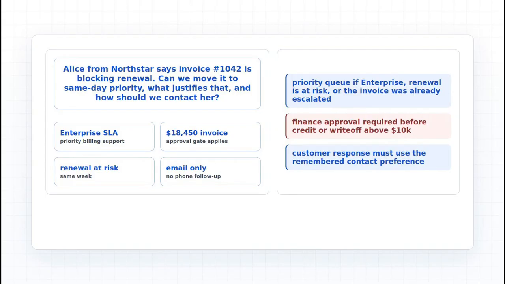So in this example, we're going to use a support escalation that is intentionally a little more realistic. Imagine Alice from North Star Robotics. She has a billing issue. Invoice 1042 is blocking a renewal, and the agent needs to decide whether this should move to a same-day priority. That decision depends on several facts: whether North Star is an enterprise customer, how much money is blocked, whether this invoice has already been escalated, whether finance approval is required, and how Alice prefers to be contacted. None of these are facts we want the model to invent. We want it to be able to pull them from somewhere.